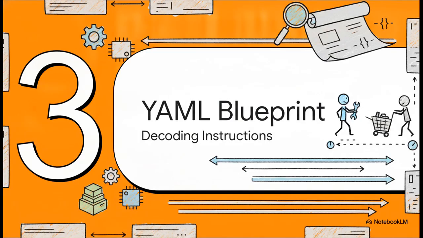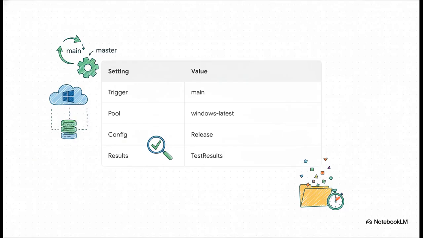All right, Section 3, decoding the YAML blueprint. Let's actually write the instructions for our pipeline. So every YAML file establishes the rules of engagement right at the very top. Think of this as the setup phase. The trigger acts as a tripwire, meaning the exact moment new code hits the main branch, the pipeline springs into action. We tell it to grab a fresh Windows agent from the pool, build a release version, and we give it the exact coordinates for where to find the test projects and where to drop the final test results.